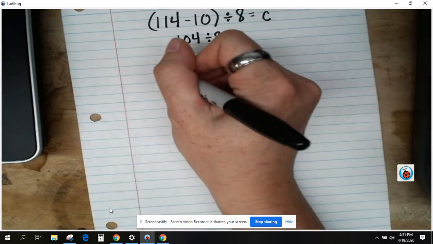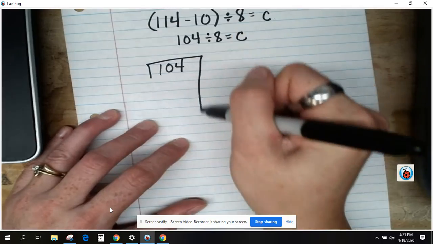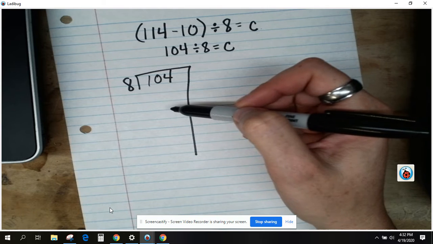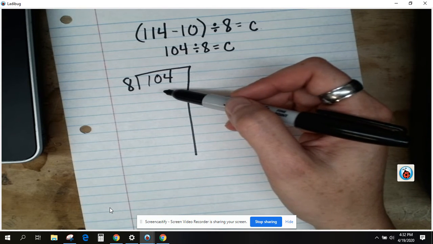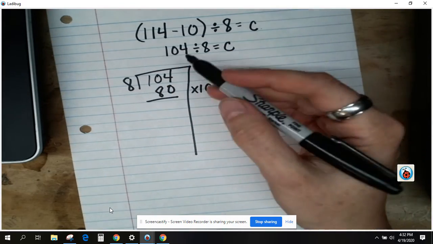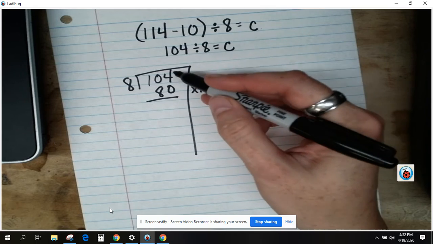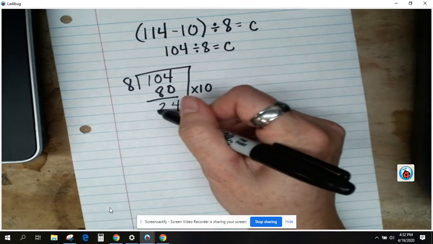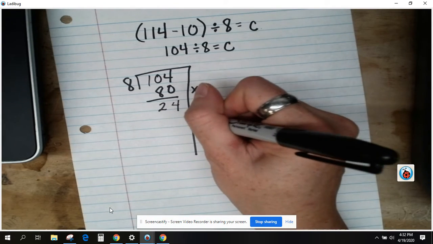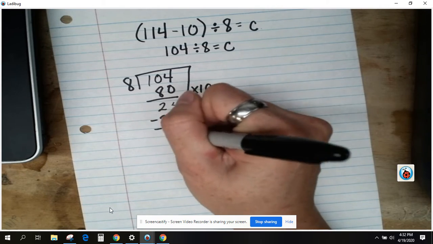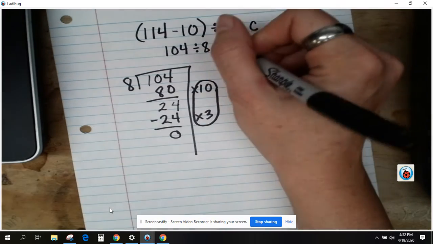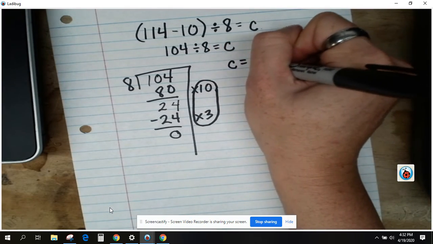Then we can go into our Super 7 strategy. 104 divided by 8. I want to go pretty high, but I don't want to go over 104. Well, I know 8 times 10 is 80, so that's a great place to start. 100 minus 80, and then 4 minus 0 and 10 minus 8, so now I've got 24. 8 goes into 24 3 times. So times 3 gives us 24, and subtract. How many baseball cards is each of his friends going to get? They're each going to get 13. So C equals 13.